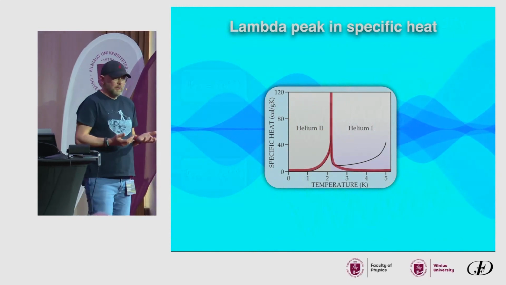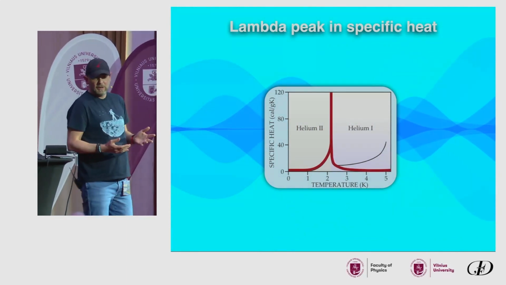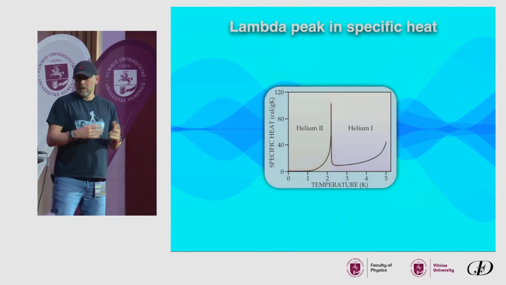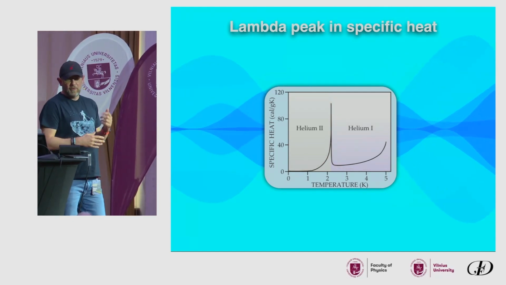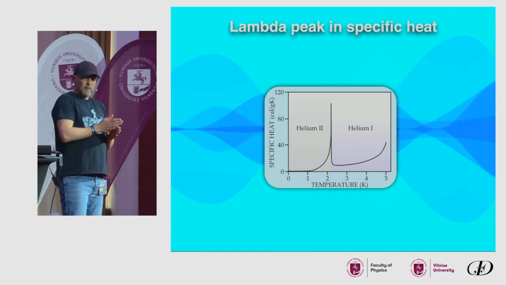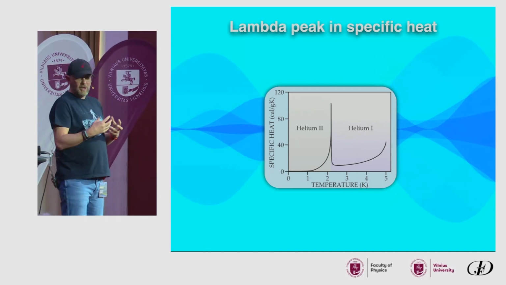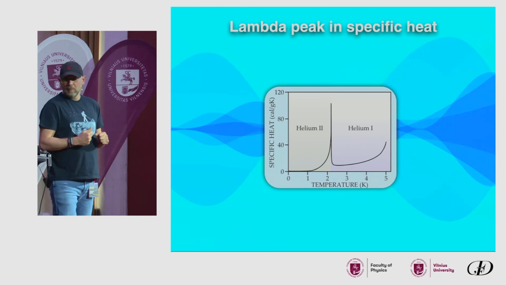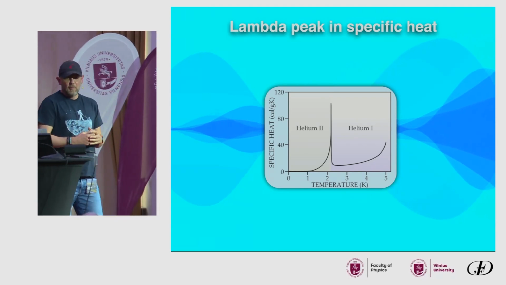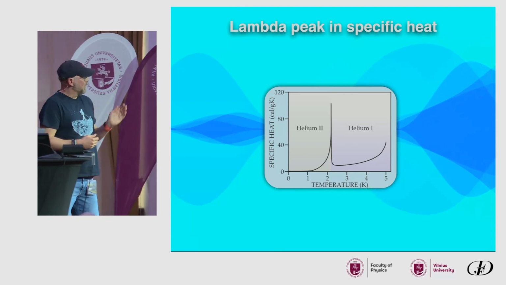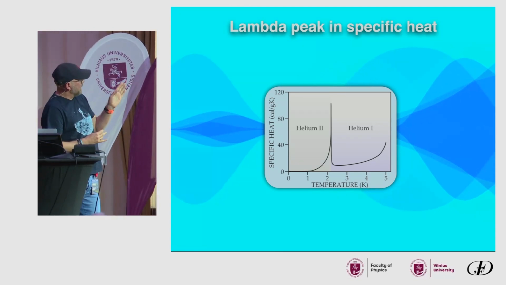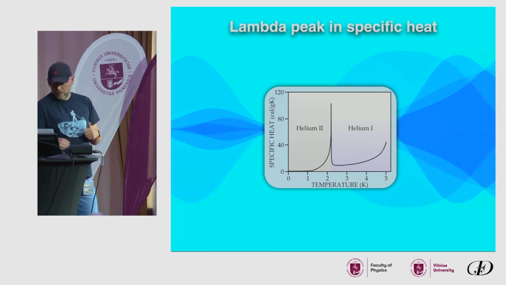So how do you know that you have that? We expect this lambda peak in the specific heat, which is very famous, and it shows you how the energy is absorbed by the system, because the specific heat means that you observe fluctuations. And you really have to look into that if you want to see those phases.